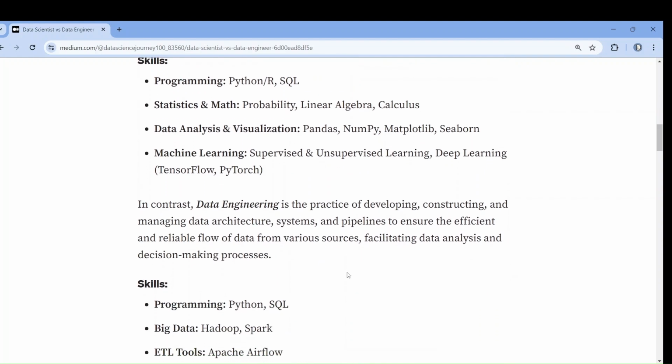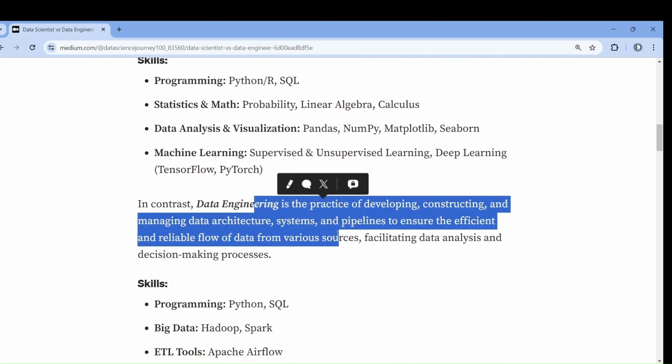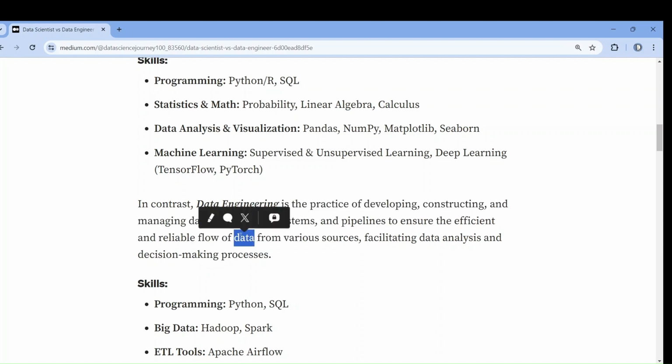Okay. Now next, data engineering. Data engineering is the job of your father who brings the data. So this is the practice of developing, constructing and managing data architecture. Okay. And to ensure the efficient and reliable flow of data. Because we need the data first, then we can work on that. So the data engineer's job is to bring the data.